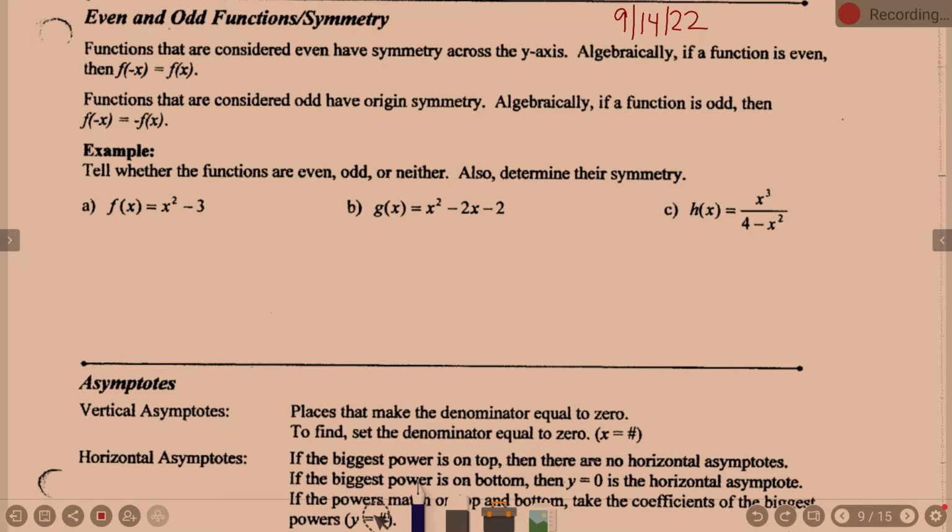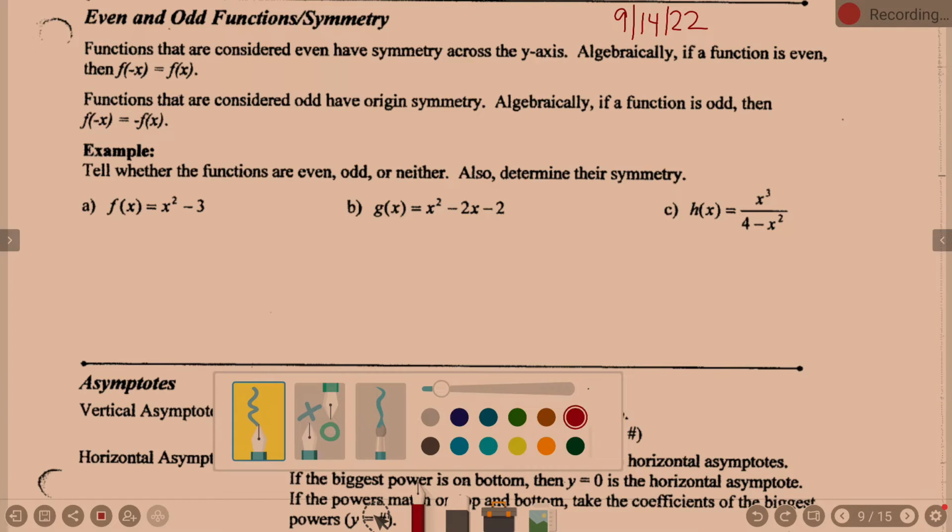In our last part, part 3 of lesson 1.2, we have 3 topics to talk about. Our first topic is going to be even and odd functions and symmetry. So understanding what it means for a function to be even as opposed to a function to be odd. I'm not sure this is a topic we talked about in Algebra 2, so I don't feel like it's something where I should say, oh yeah, you remember this.